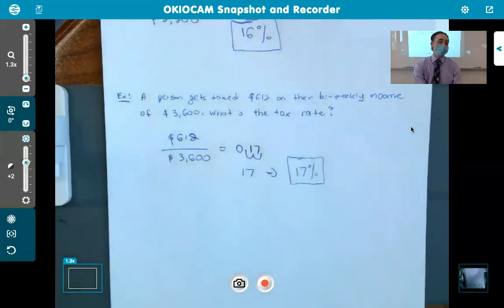So as we apply it back to this situation, what that means is every time that this person gets paid, 17% of their paycheck gets taken out in taxes. Okay, so you lose 17% of your total income every time you get paid.